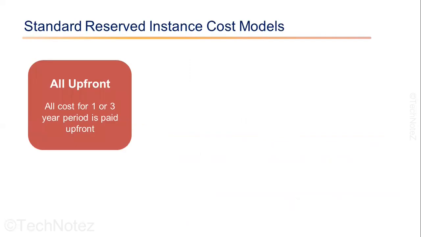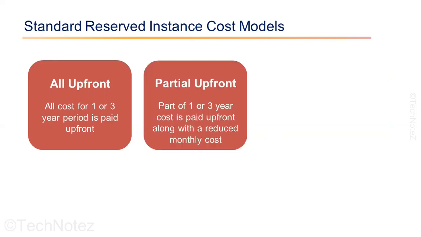All upfront. With this cost model, customers pay for the entire reserved instance term upfront at the time of purchase. This option provides the highest level of savings, up to 75% compared to on-demand instances, but requires a significant upfront payment. Partial upfront. With this cost model, customers pay a lower upfront fee and the remaining balance is paid in equal monthly installments for the duration of the reserved instance term. This option provides a lower upfront cost and the flexibility to spread the cost over time, but the savings are slightly less compared to the all upfront option.